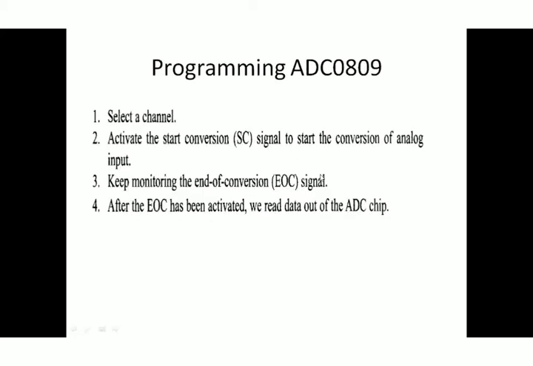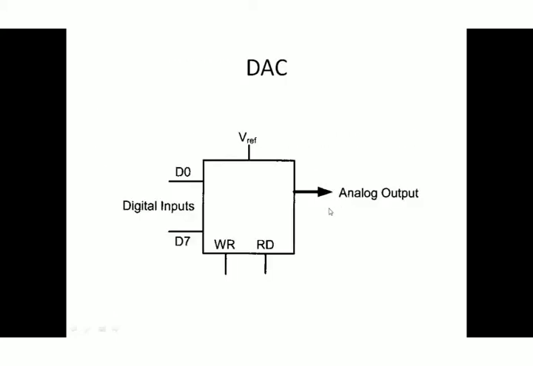Now in today's class, I'm going to explain how to connect a digital to analog converter to a microcontroller and how it should be controlled. Already you know the use of a digital to analog converter. DAC stands for digital to analog converter. A DAC will convert a digital signal into an analog voltage or a current.